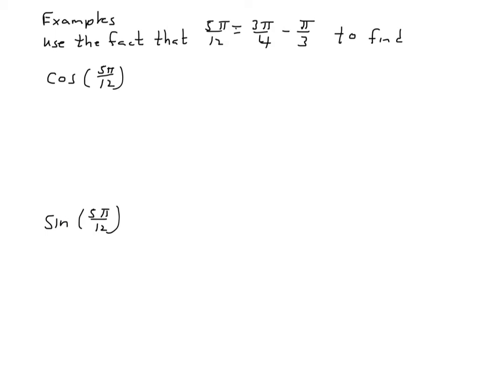Let's take a look at an example here. In this case, I'm going to use the fact that 5 pi over 12 is what I would get if I take 3 pi over 4 minus pi over 3. Go ahead, pause the video right now to confirm that. Get your common denominator and then subtract them, and you'll see that it works out.